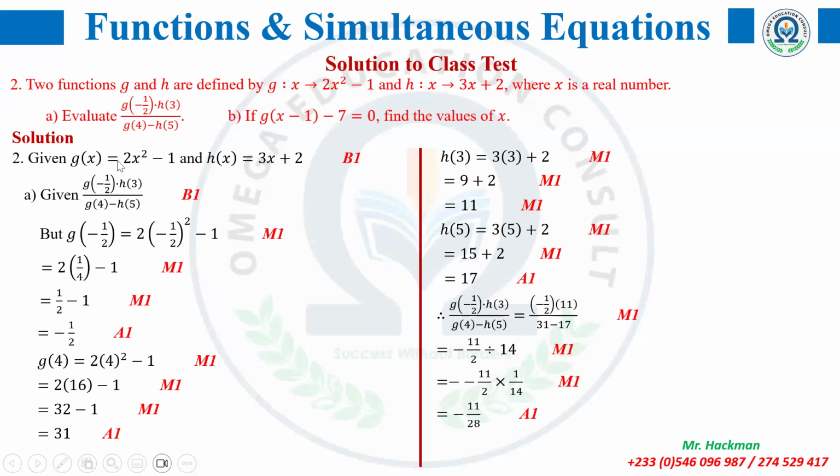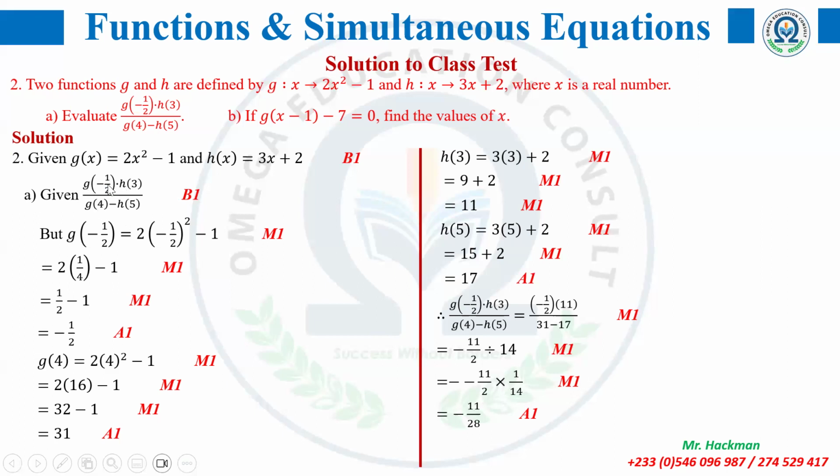So you extract that. We need to simplify or evaluate the expression that we have here. Once we know the two functions, we are able to evaluate each of the functions at each of the values given there. So now we need to find j of minus half, multiplied by h of 3, all over j of 4 minus h of 5. So once we know the j and h functions, we are able to evaluate.